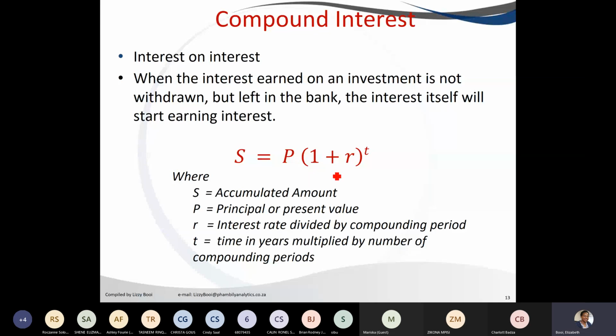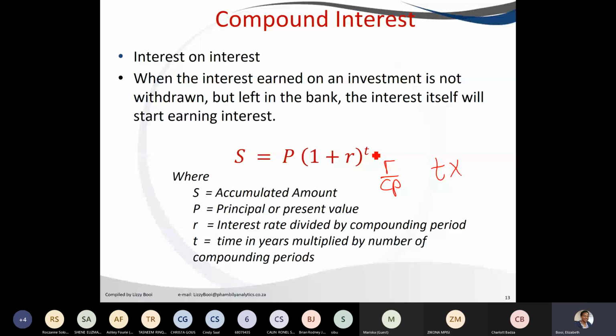However, there are certain things you need to remember. This is for those who are calculating manually. You will need to remember that before you substitute the value of R, your R will be divided by the compounding period. Before you substitute the value of T, your T will be multiplied by the compounding period.